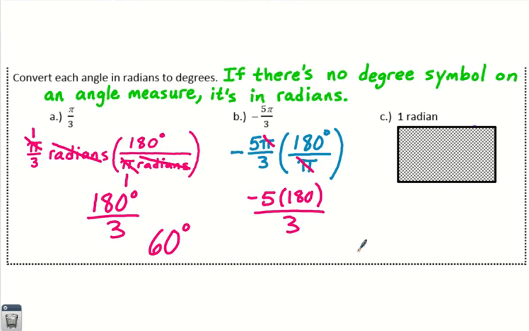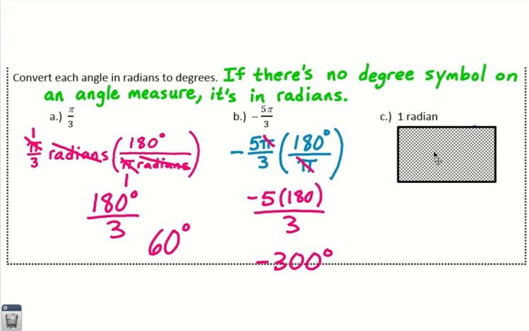And grabbing my calculator, negative 5 times 180 divided by 3 simplifies to negative 300 degrees. Okay?